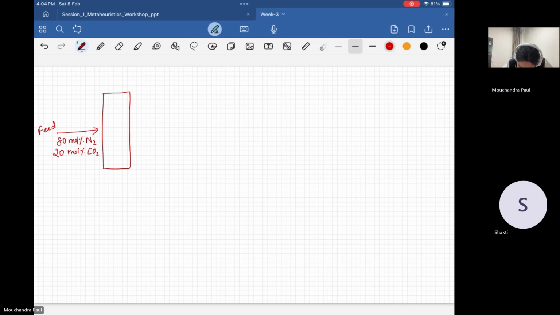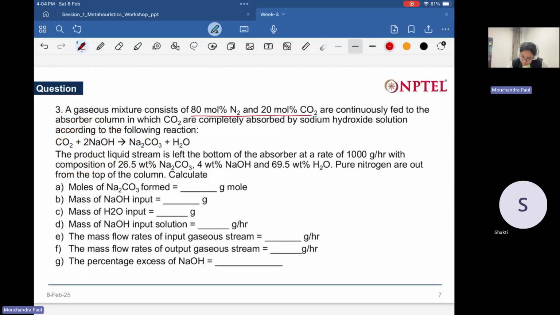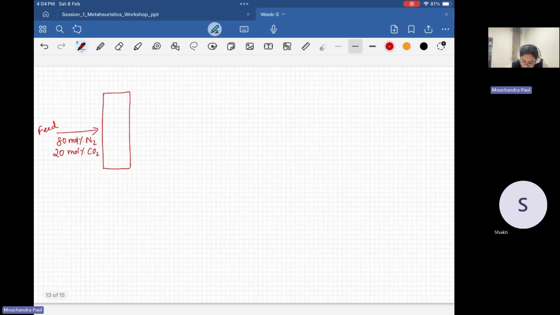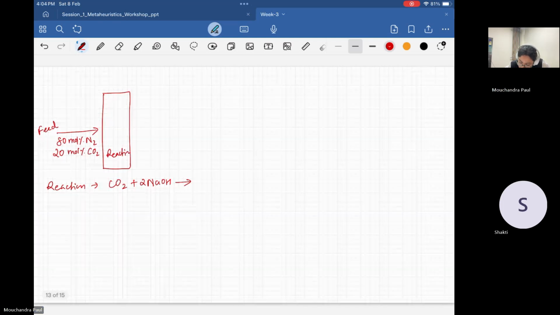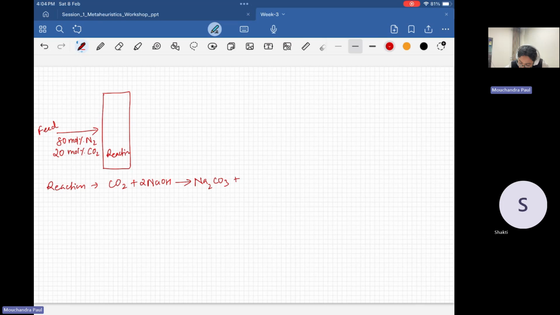This is the feed. And inside this absorber column, there is sodium hydroxide solution, which is completely absorbing the CO2 that is entering. Please note, the CO2 is getting completely absorbed by NaOH, and this reaction is happening inside the column. So, what's the reaction? Let's write the reaction. The reaction is CO2 plus 2NaOH gives sodium carbonate plus water.